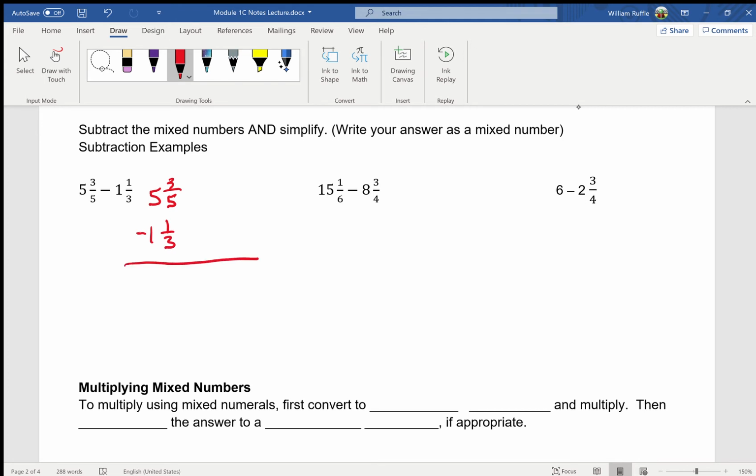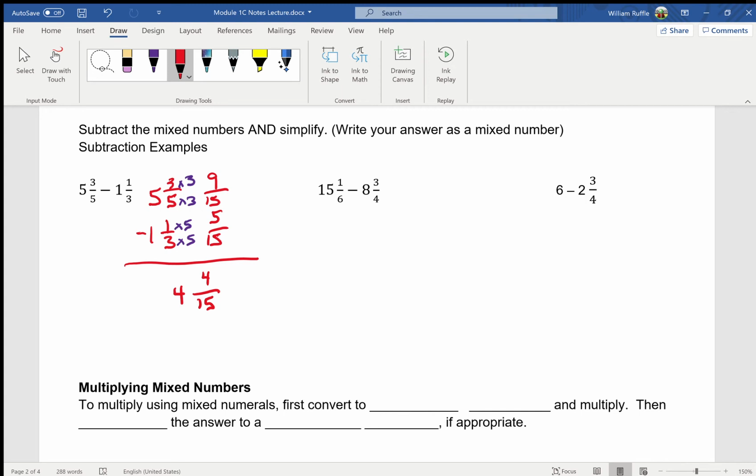Common denominator, 5 and 3, that's going to be 15. And then what I'm going to do is multiply this one by 5, and this one by 3. So 3 times 3 is 9, 1 times 5 is 5. Now I can do 9 minus 5, so that's not a problem. So that's 4 over 15. 5 minus 1 is 4. 4 and 15 have no common factors, so that would be my answer.